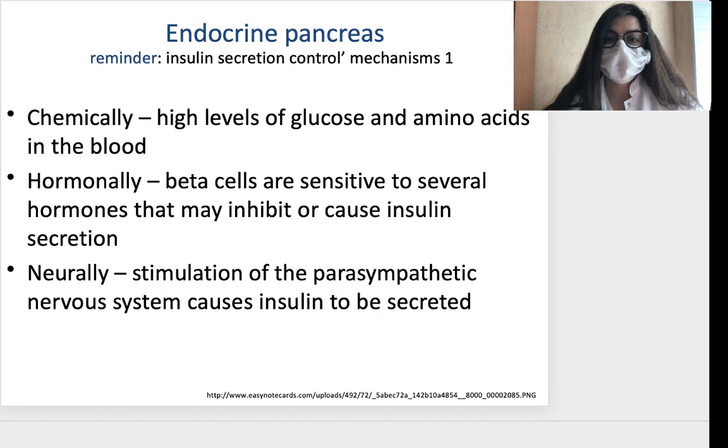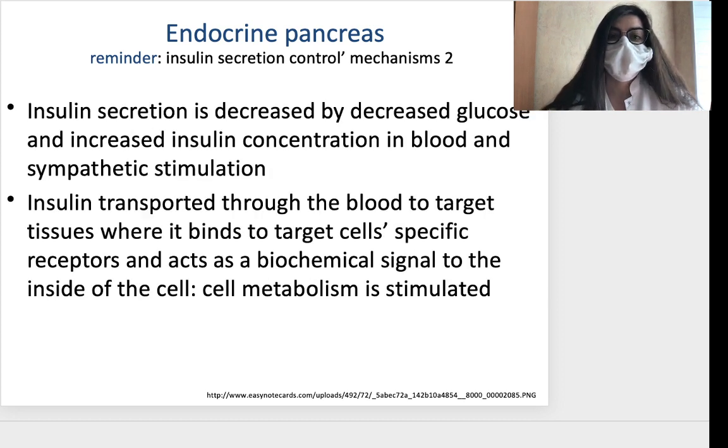Chemically, insulin secretion is stimulated by high levels of glucose and amino acids in the blood. Hormonally, beta cells are sensitive to several hormones that may inhibit or cause insulin release. And neurally, stimulation of the parasympathetic nervous system causes insulin to be secreted. These are the three main mechanisms of controlling insulin secretion. Moreover, this secretion is decreased by decreased glucose and by sympathetic stimulation. Insulin is transported through the blood to target tissues, where it binds to target cell-specific receptors and acts as a biochemical signal to the inside of the cell. Cell metabolism is stimulated.